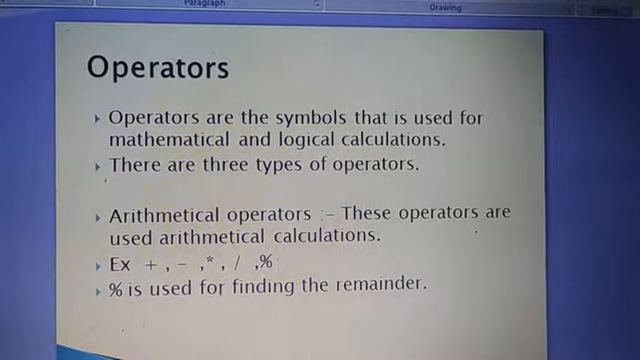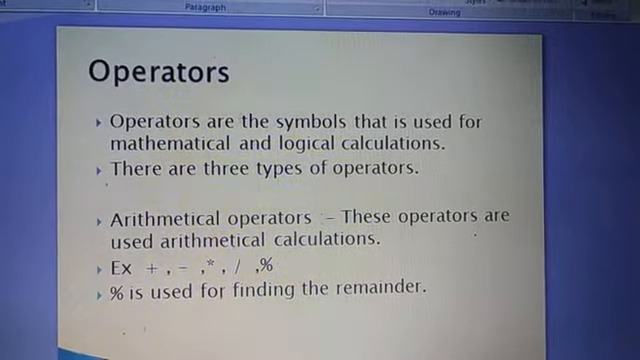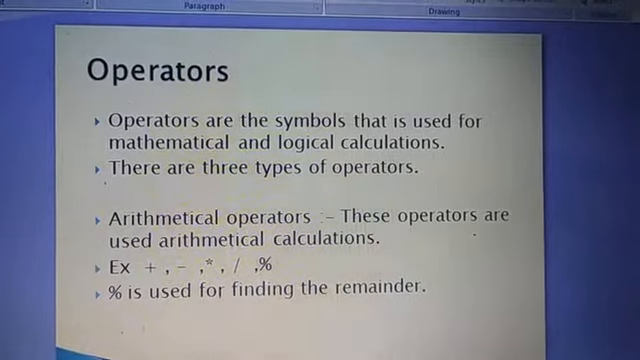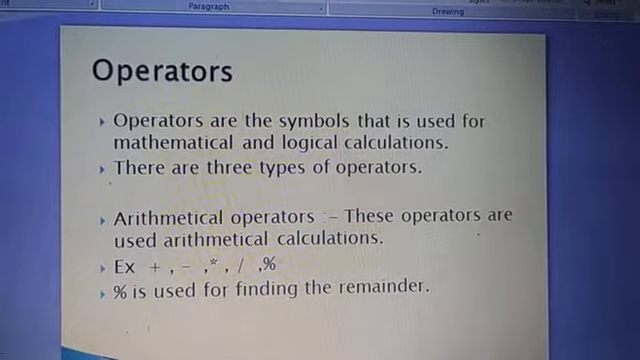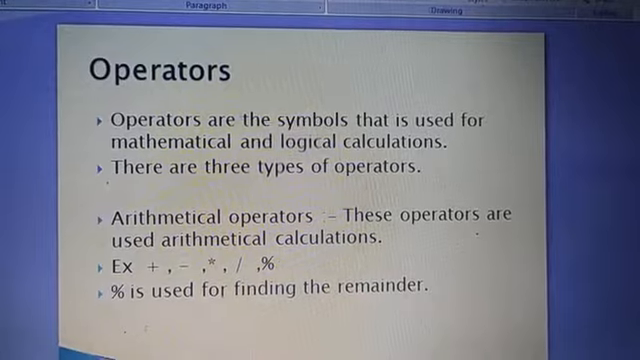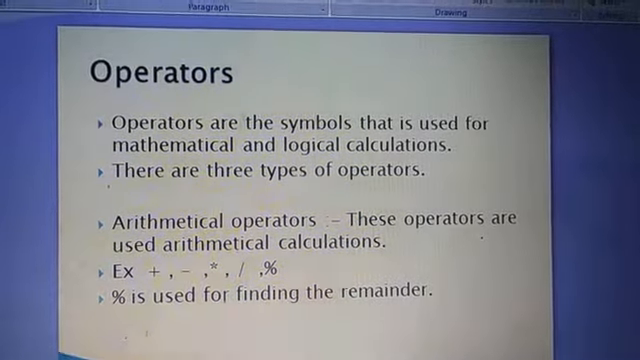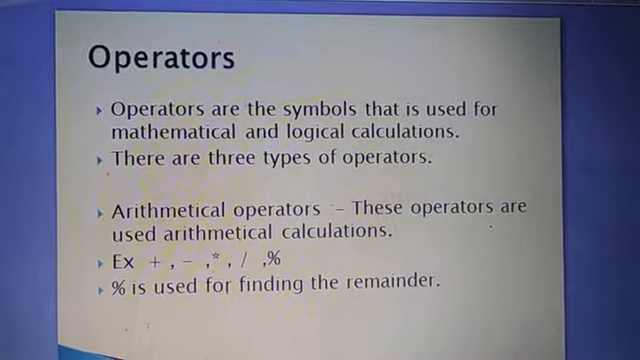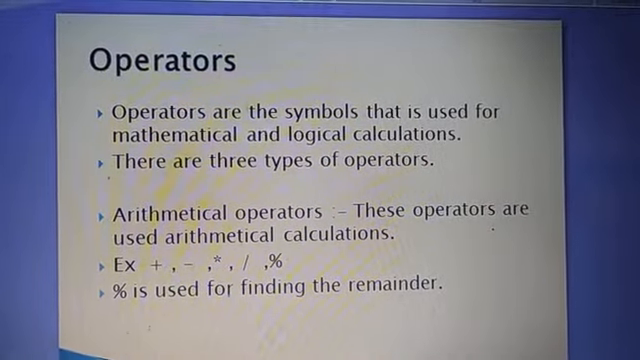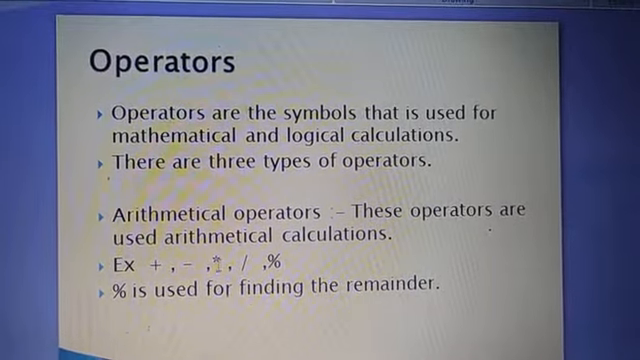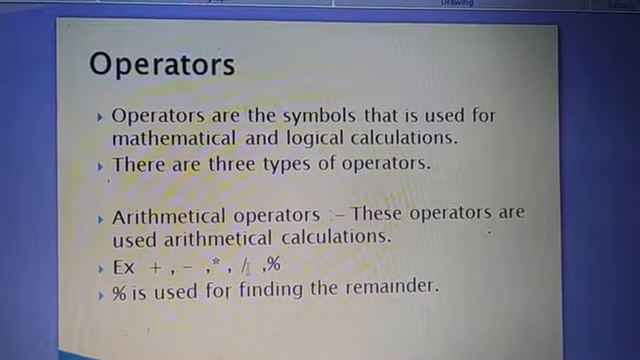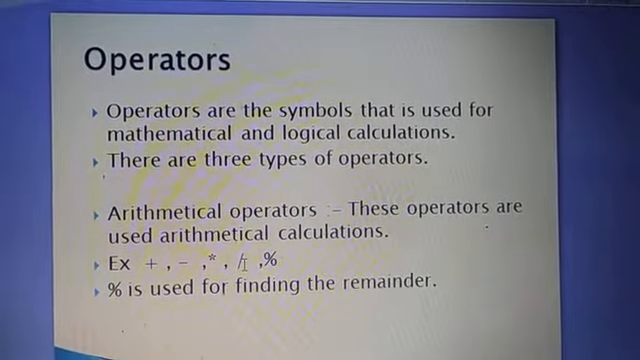The first one is arithmetical operators. These operators are used for performing arithmetical calculations. For example, plus, this sign is used for addition. Minus, this sign is used for subtraction. Then asterisk, this sign is used for multiplication. And slash, this sign is used for division.